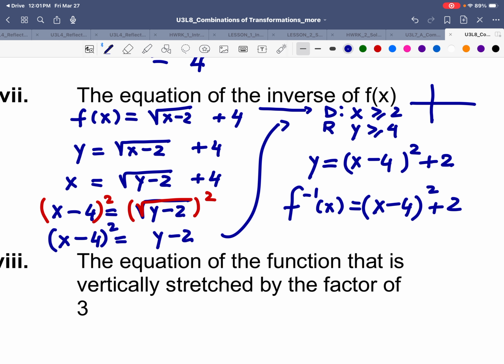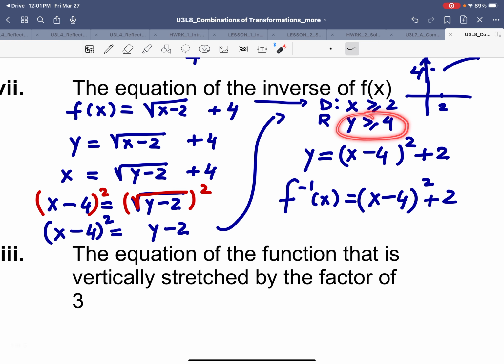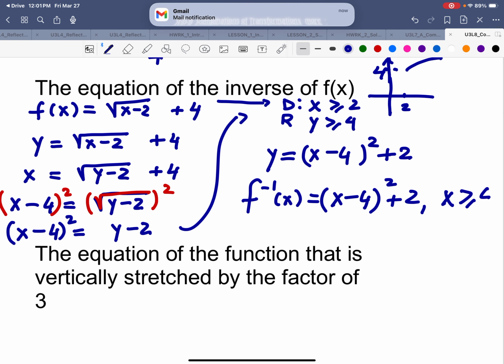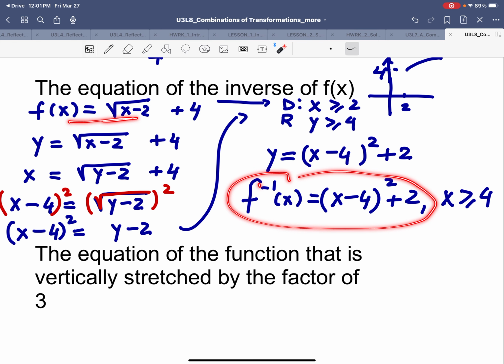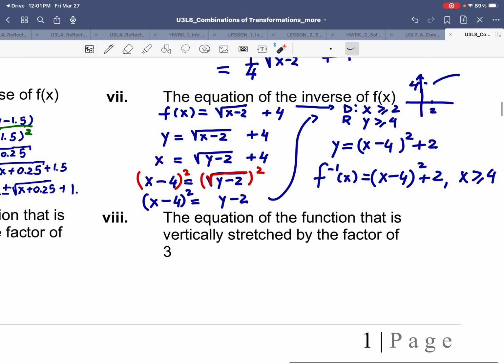How do we know this? It's translated 2 to the right and 4 up. So that's going to be a 2, and this is going to be, let's say, about 4 in here. What that means is that the domain of this function will be x bigger than or equal to 4, and we're going to add this on the side because otherwise we won't get a reflection. We'll get more than a reflection of this function. So this would be f negative 1 of x for this square root function.